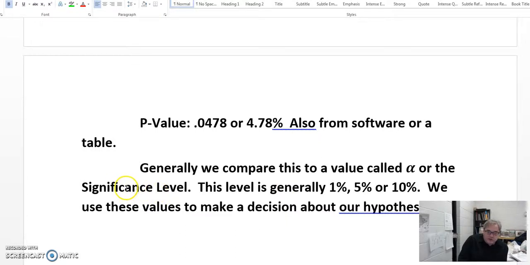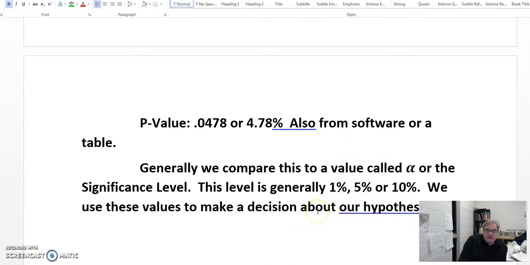It's probably too small. So generally we have what's called an alpha or significance level. Significance is an unfortunate word, but we're stuck with it. It doesn't mean earth-shattering. It just is a terminology for what I'm about to say. This alpha level can be 1, 5, or 10%. Flashback to confidence intervals for a second. 100 minus 10 is 90%. 100 minus 5 is 95. 100 minus 1 is 99.